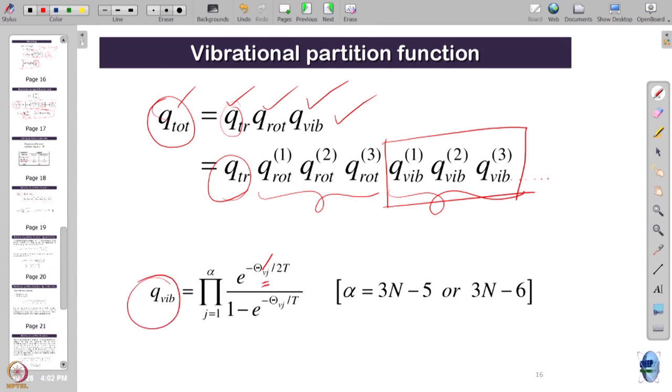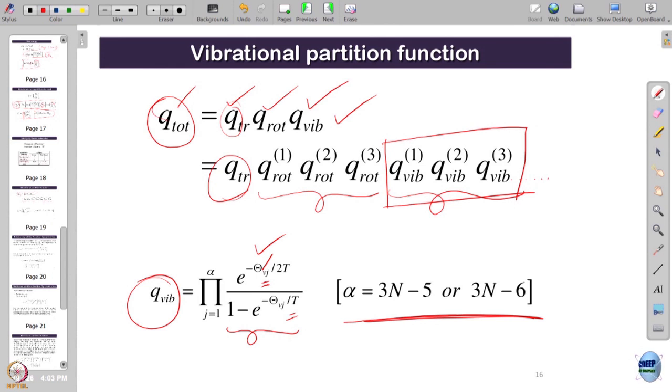So then my total vibrational partition function is the product of e to the power minus theta nu j by 2T, and 1 over 1 minus e to the power minus theta nu j by T, where theta nu j is the vibrational temperature. This first factor comes from the zero point energy, if I can remind you, and the other comes from the detailed sum of the power series 1 plus x plus x square and so on, which becomes 1 over 1 minus x for x less than 1. We derived this in the class before last.